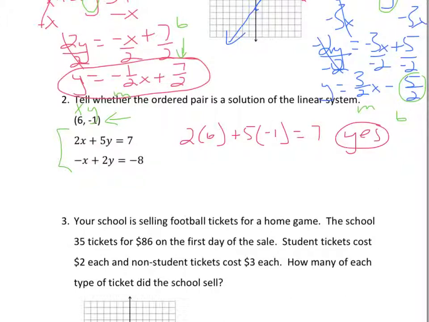Now check it for the second equation. We've got 6 minus 2 times... rather, -6 plus 2 times -1 equals -8. Does this make sense? We've got -6 plus -2, which is -8, so it's a yes. It works out. That's a way to check your answer.